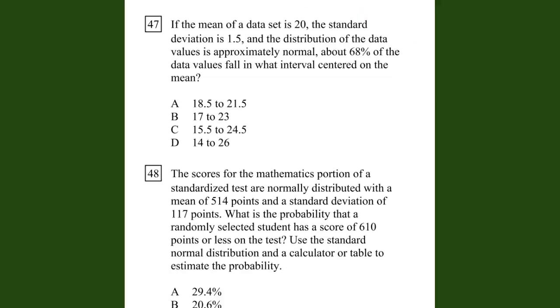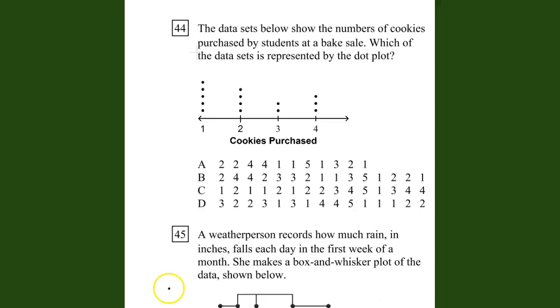All right, let's go down to the next page. So we have a dot plot here, and we're just trying to see which one matches. So we need to find which data set looks like 5 ones and has 4 twos, has 2 threes, and 3 fours.